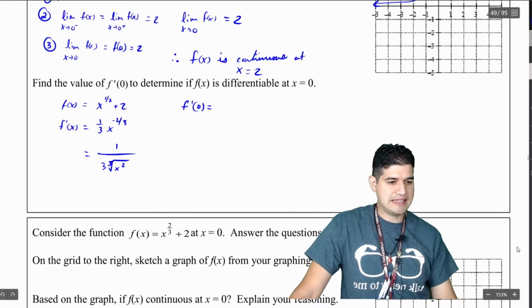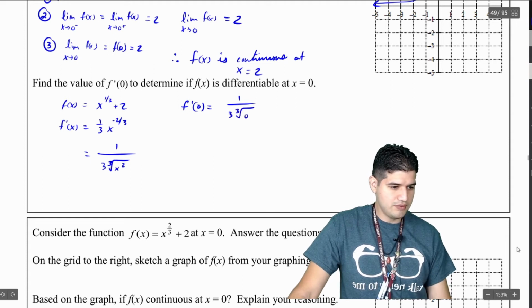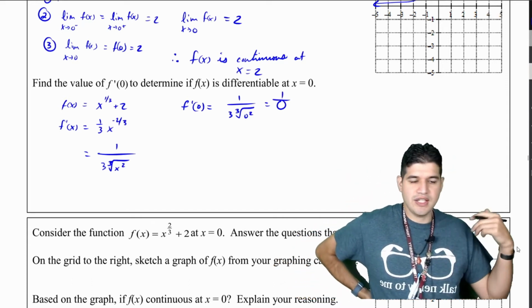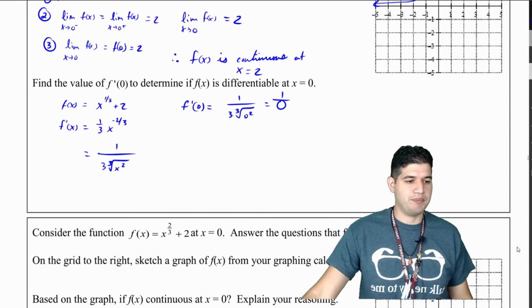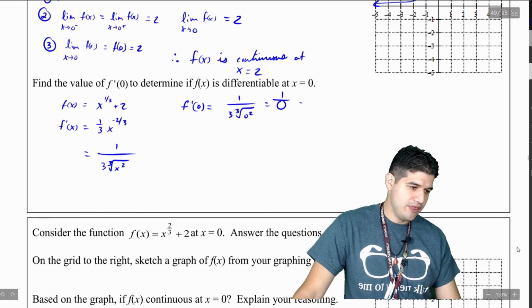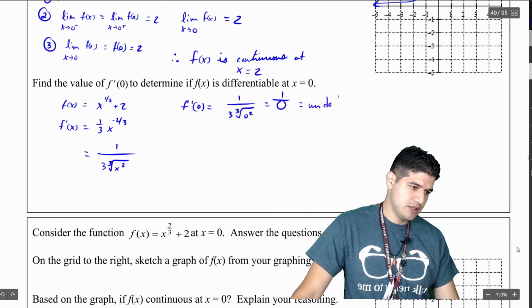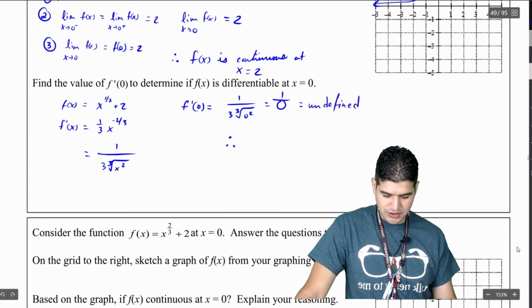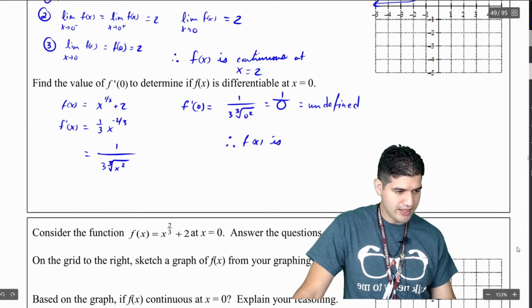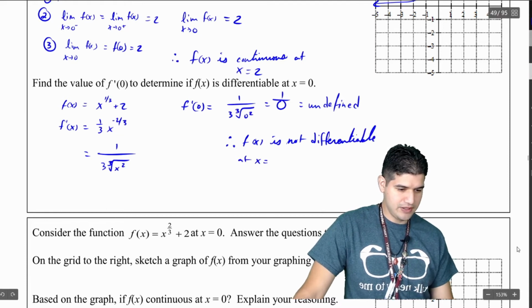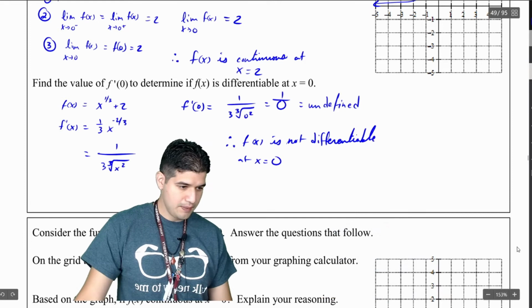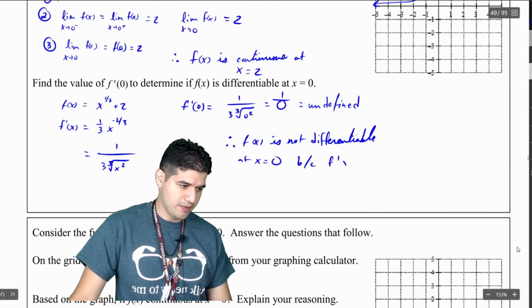Okay, so f prime of 0, that is going to be substituting in a 0, 1/3 cube root of 0 squared. And this comes out to be 1/0. All right, because you get 0 squared, 0 is all 0 in our denominator, right? And so again, this is not differentiable. Okay, so it was undefined, so therefore f of x is not differentiable at x equals 0 because f prime of 0 is undefined.